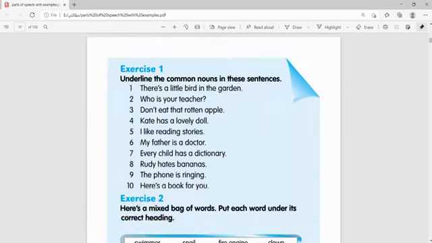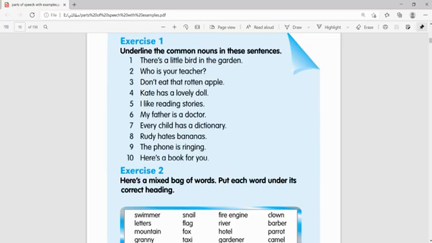Now, let us do this exercise. Underline the common nouns in these sentences. If you have a pen or something with you, you can see the common nouns on the screen. You can just underline them or take a picture of this and write the common nouns. Later on, you can review this video and check on it.